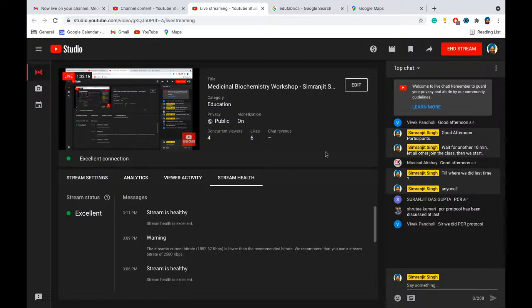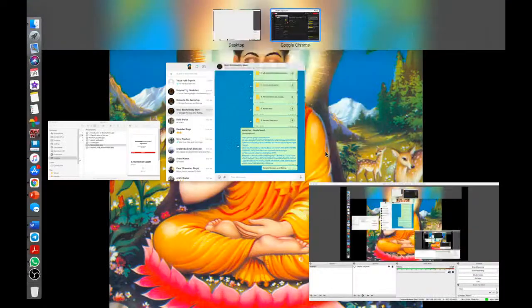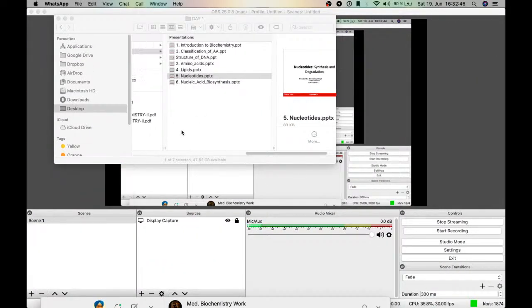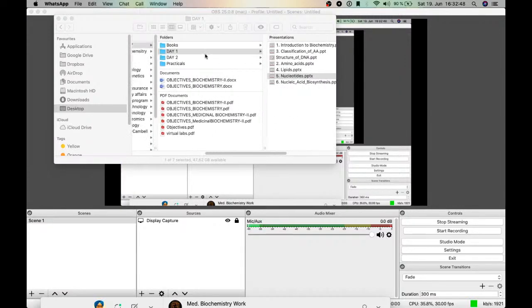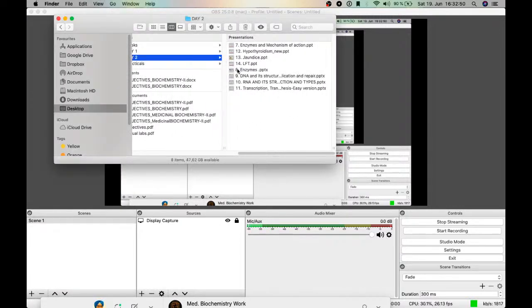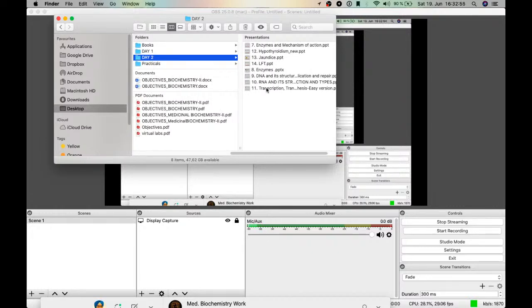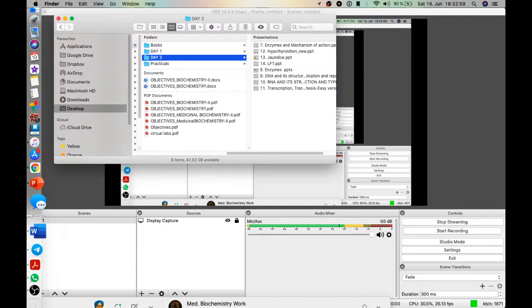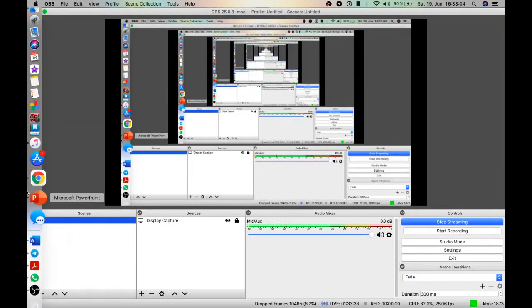Okay, students, let's continue the last topic of gel electrophoresis. I have these DNA and RNA that we have discussed already. Let's see if we have time, we will do it.